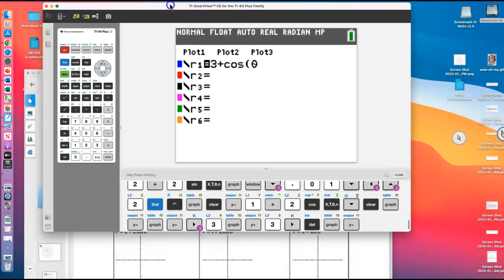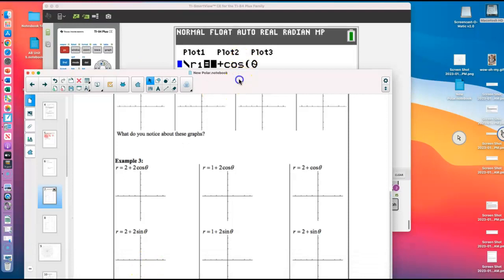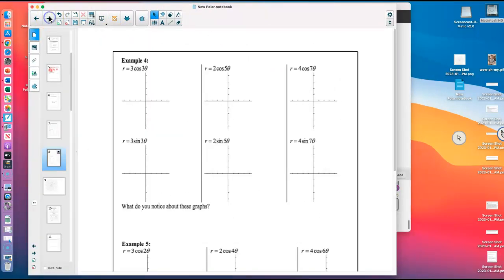All right, so next up, go to your next page. This is where they start getting funky and really hard to graph by hand. That's okay, because will you ever have to graph them by hand? You just have to understand certain parts of it. So go graph 3 cosine 3 theta. You guys go graph it.